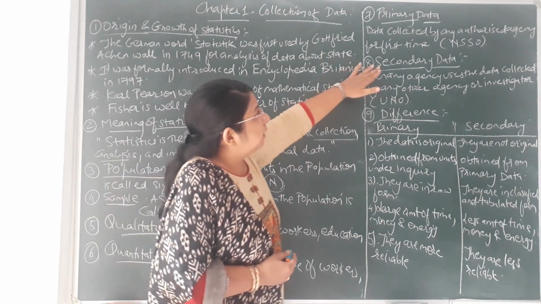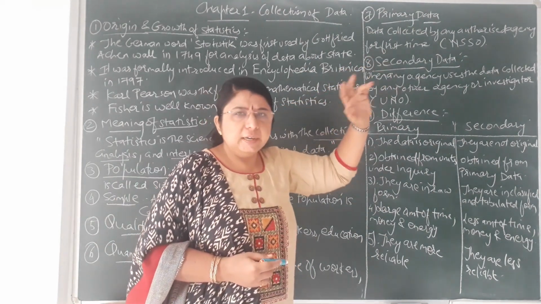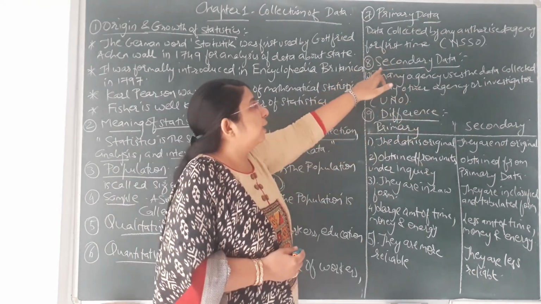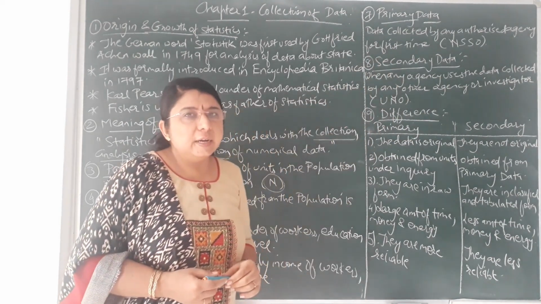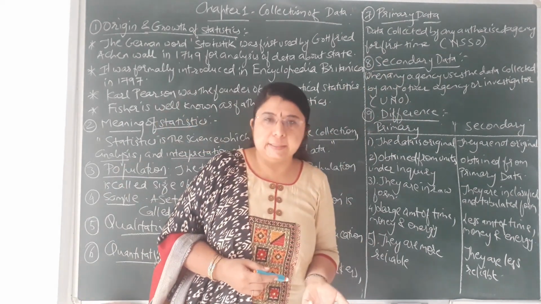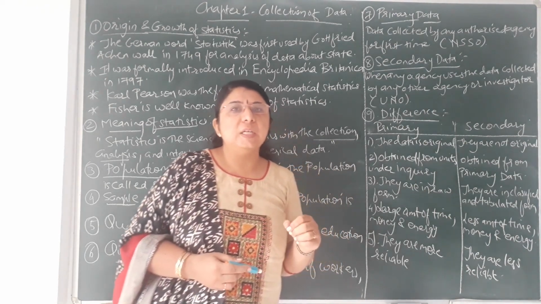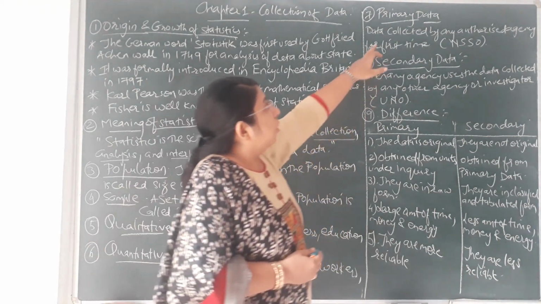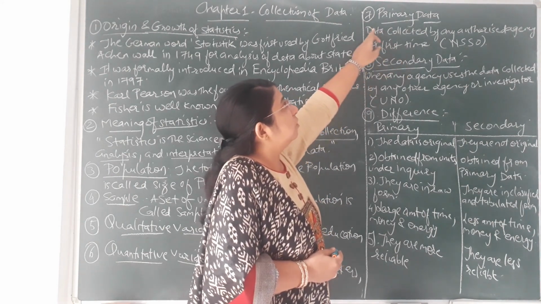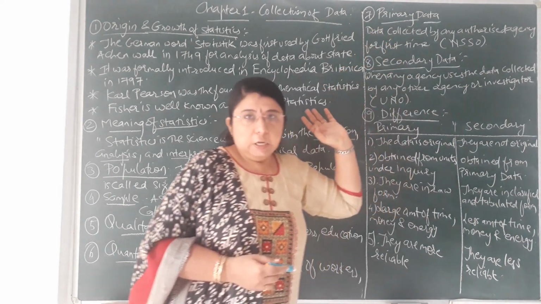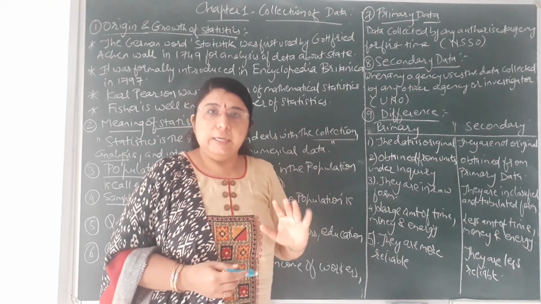Now after that, the next point is secondary data. You can easily understand from the terms, primary data and secondary data. Now secondary data itself is not collecting the data. They are just utilizing the data that has been collected by the authorized agency. It means they are just utilizing the primary data for their further utilization or interest.